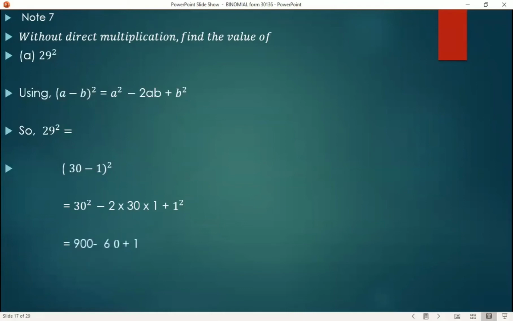30 squared is 900. 2 times 30 is 60. 1 times 1 is 1. Final answer is 841.